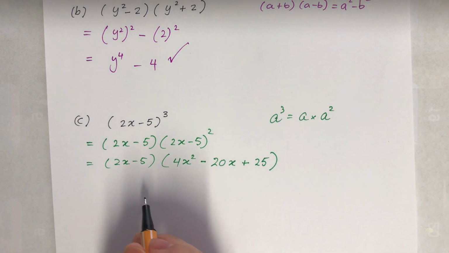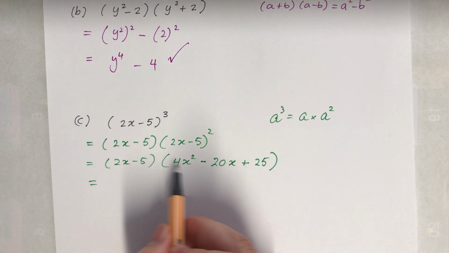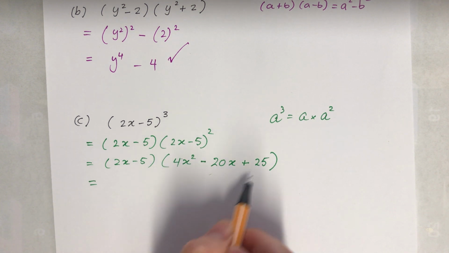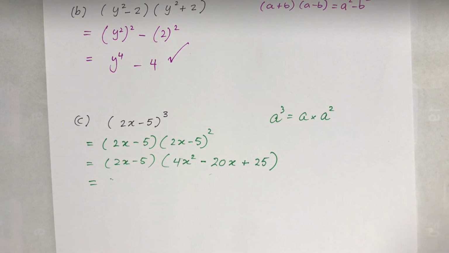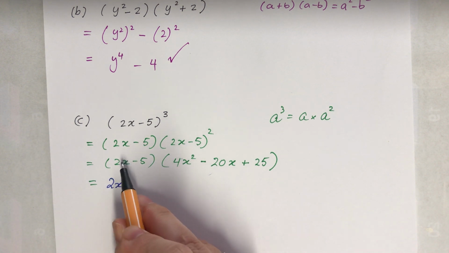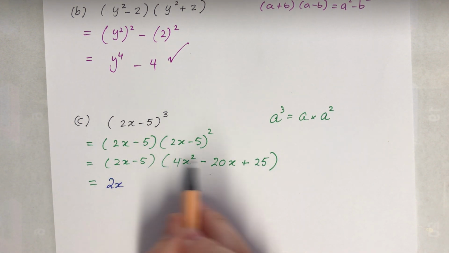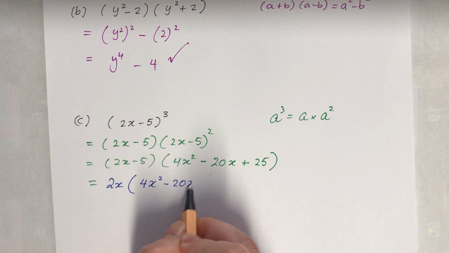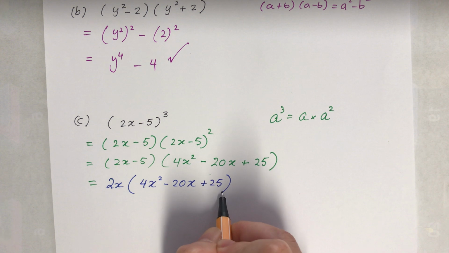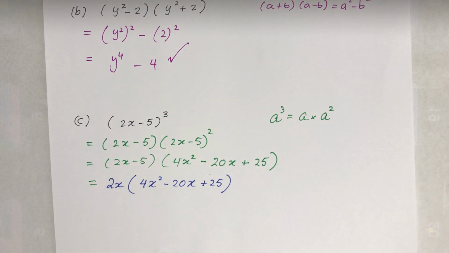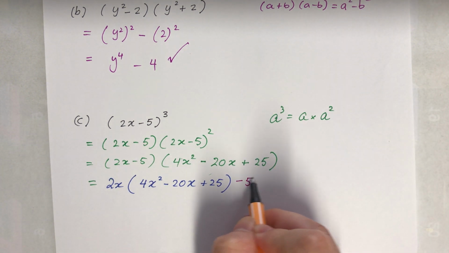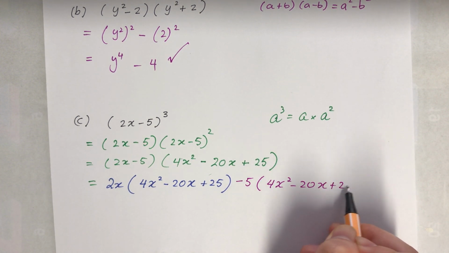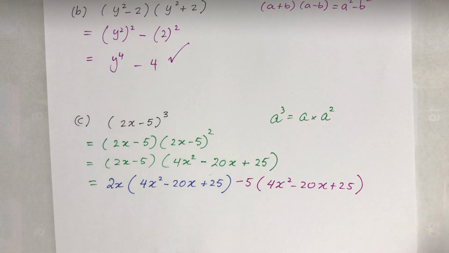Okay, so I've done that, and I'm going to expand this. Now you can do that rainbow thing to expand, but what I'm going to do is this. I'm going to do 2x times the whole thing minus 5 times the whole thing. I found it's just easier. It might be a little bit longer, I'm not sure, but I'm going to make fewer mistakes, hopefully. So that's what I'm doing this way. It doesn't really matter which way you do it.